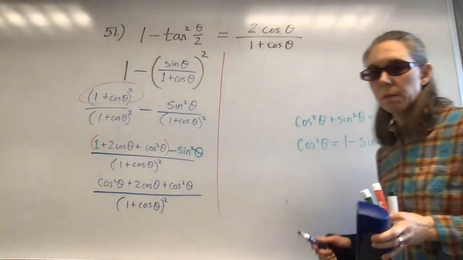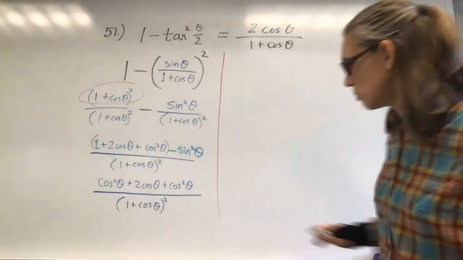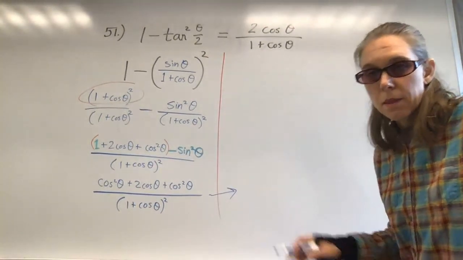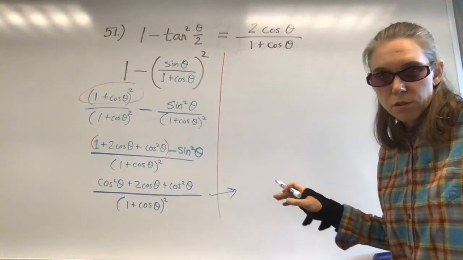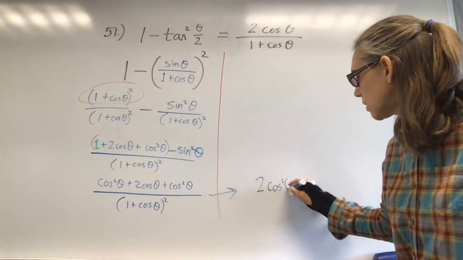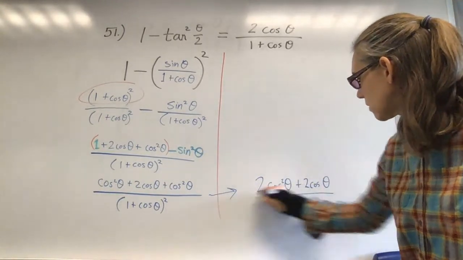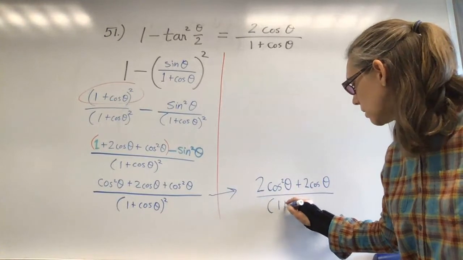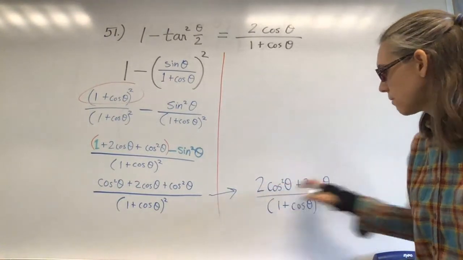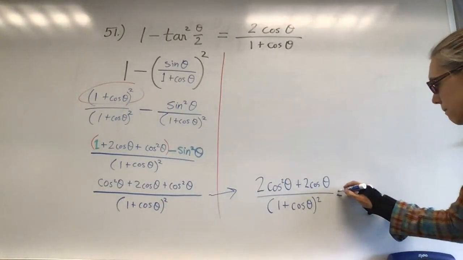All right, so I am running out of space on the board here, so I'm going to just move over here. I'm going to keep working in this direction. This numerator now can be further simplified to 2 cosine squared theta plus 2 cosine theta. The denominator is still 1 plus cosine theta quantity squared. And then from the numerator, we have a GCF of 2 cosine theta.